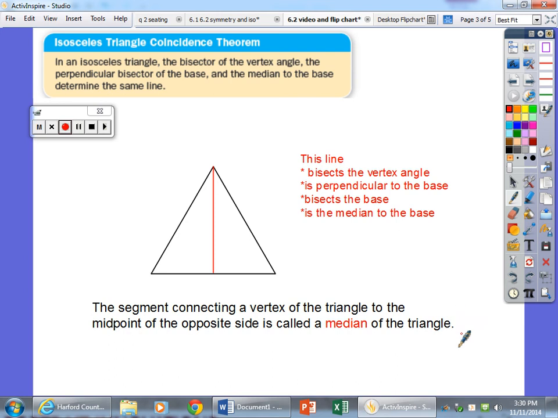If you don't know what a median of a triangle is, it's the segment that connects the vertex to the midpoint of the opposite side. In an isosceles triangle, all of these other things coincide with the median, but if you were looking at a scalene triangle, that would not be the case. So remember, in this section, we're only talking about isosceles triangles.